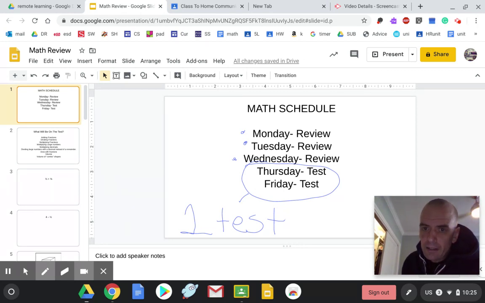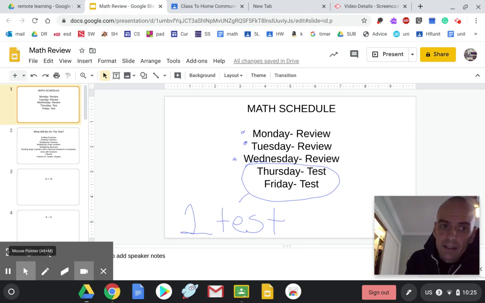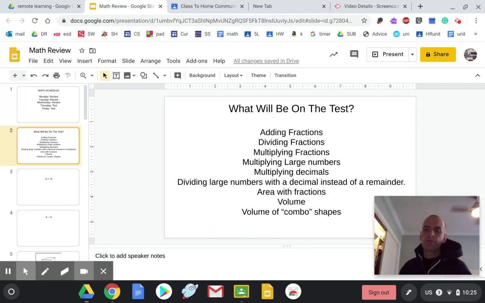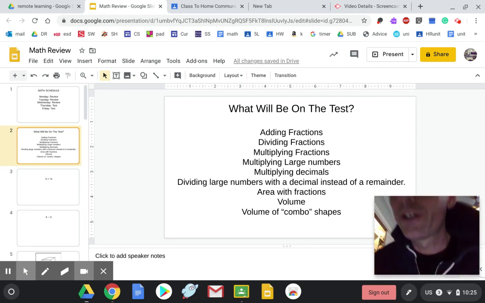So that'll give you 3 days to review everything and 2 days to take your time and do the test. I think that should be enough. Okay? That way we can move on the following week and know that we have learned all this stuff. This is what we learned. Now let's go forward. Okay? So what will be on the test? Let's look. These are the things we have reviewed so far or learned new.